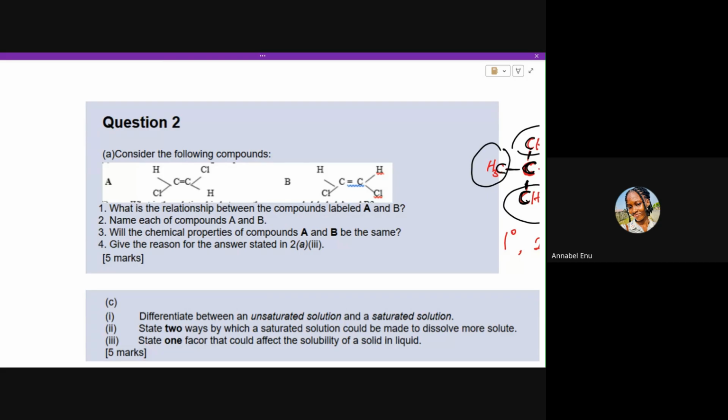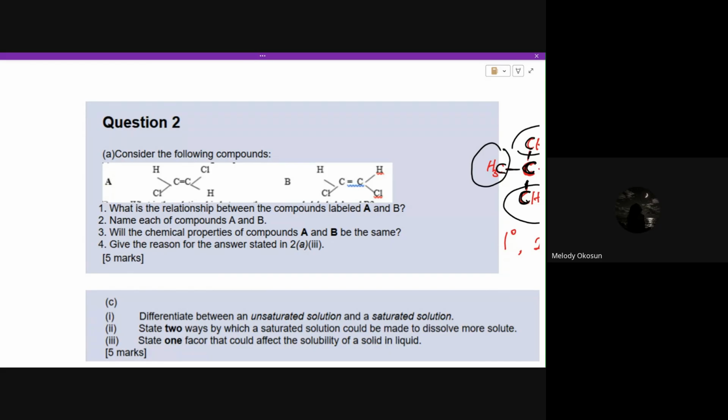Now, let's go back to the question. What is the relationship between the compounds labeled A and B? So if you're writing your exam right now, based on what you've learned, what are you going to write that is their relationship? What are they having in common? That's what relationship has to do with. What's their similarity?